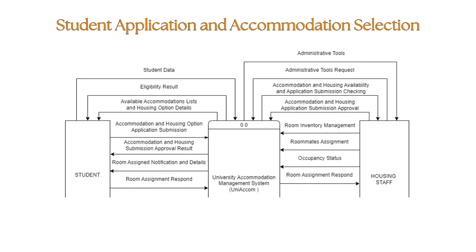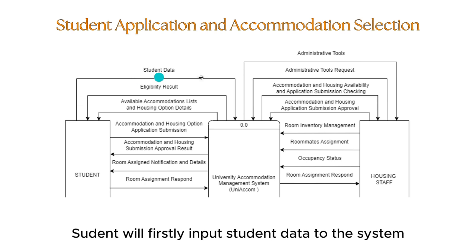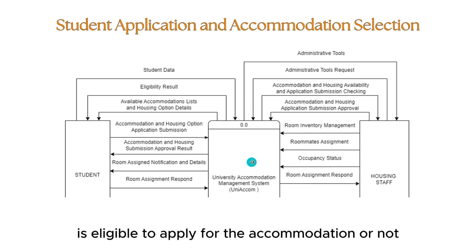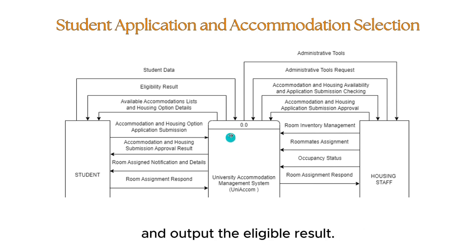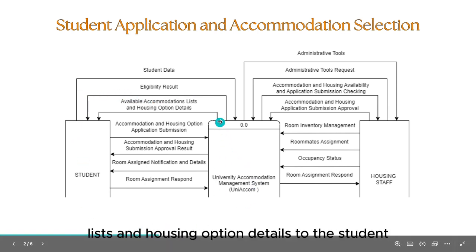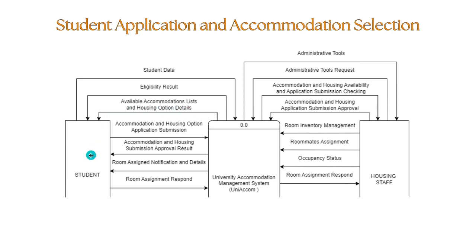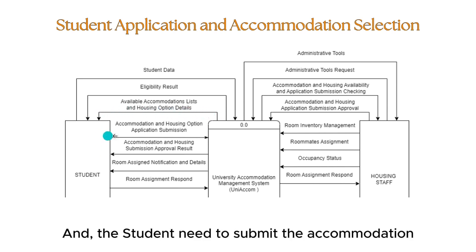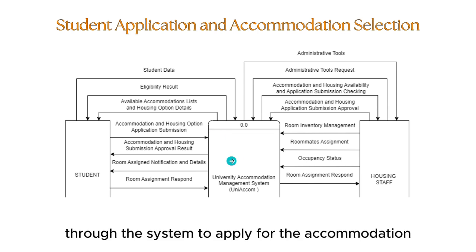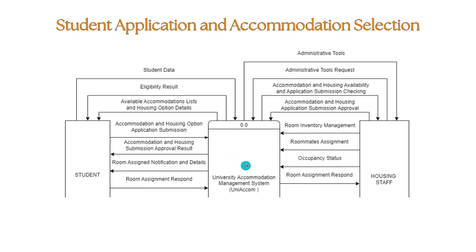In this session, the student will firstly input student data to the system to do the first process, which is to verify whether he or she is eligible to apply for the accommodation or not, and output the eligible result if the student is eligible. The system will give the available accommodation list and housing option details to the student, and the student needs to submit the accommodation and housing option application submission through the system to apply for the accommodation wanted.